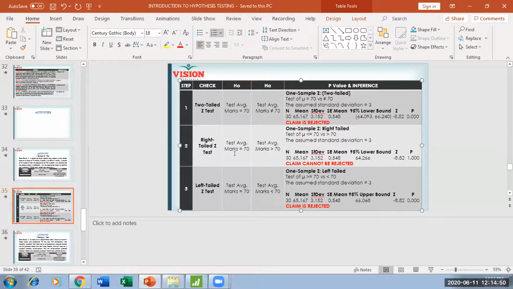Second conclusion is the right-tailed test. Maybe the teachers are now not in line with the principal. They are saying that we are more than 70. Let us see whether the teachers are correct or not. For that, again, I will have to go to Minitab.